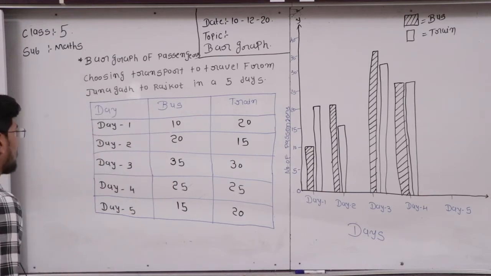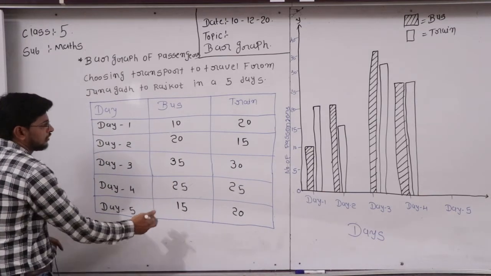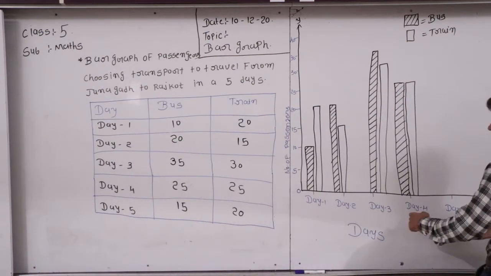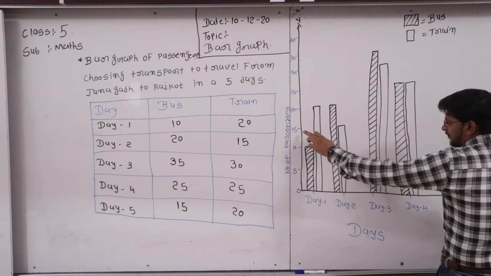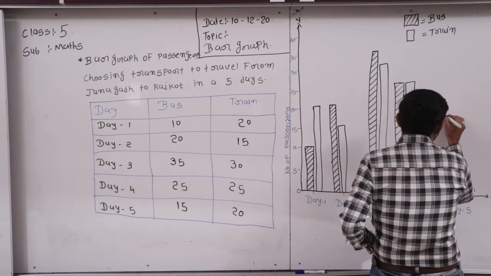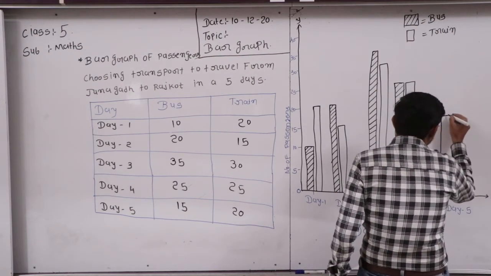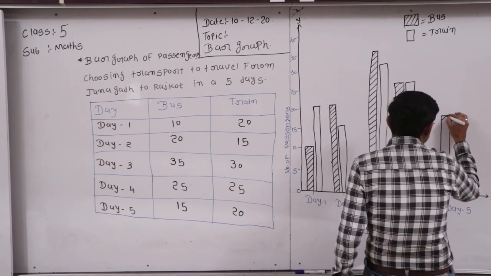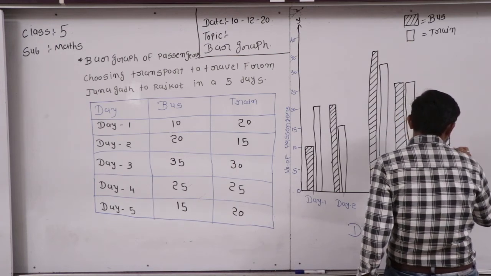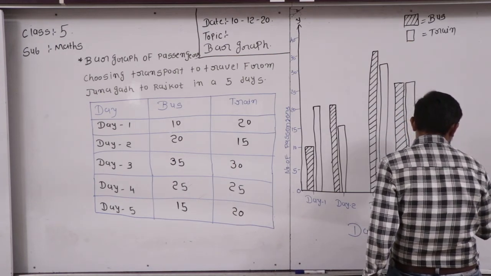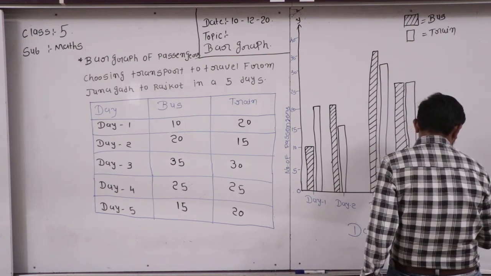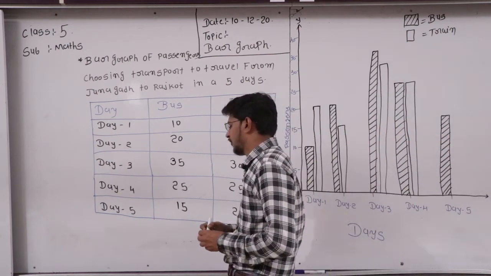Then next is day 5. How many passengers choose a bus? 15. So first find out day 5 on the x-axis here and 15 on the y-axis. You can see here 15 is here. Right? So we draw here the first bar graph of a bus on day 5. This is the bar graph for a bus on day 5.